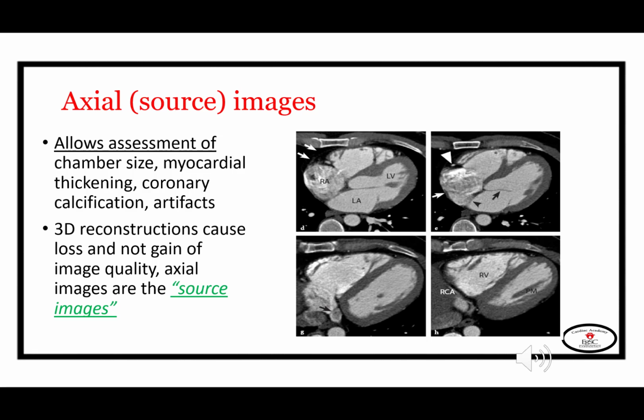3D reconstructions cause loss of data and not just gain of image quality. The more you reconstruct, the more you lose data. So when you see an anomaly or a lesion in a reconstructed image, you have to go back to the axial or the source images to determine if this is caused by an artifact or it is a true genuine lesion.